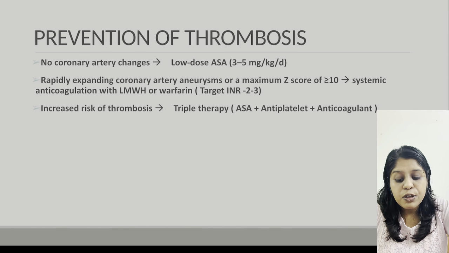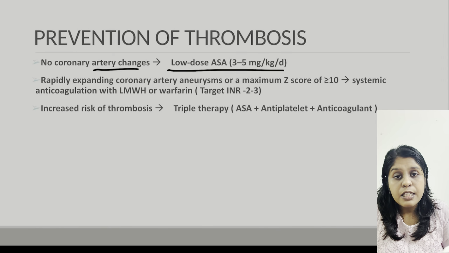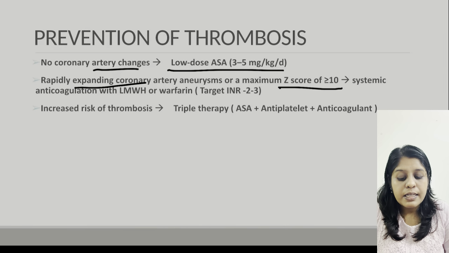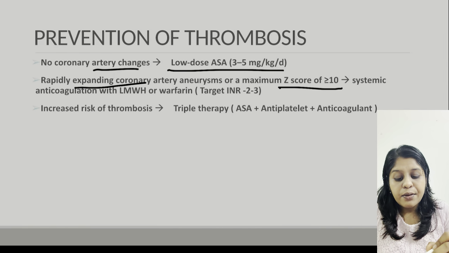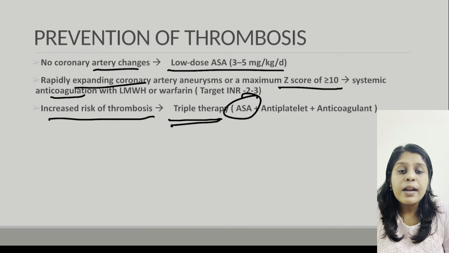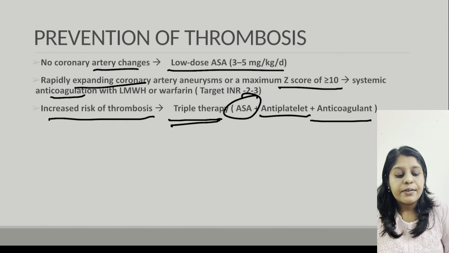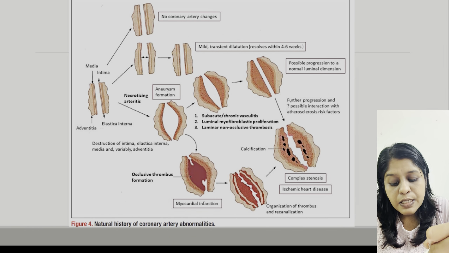Coming to prevention of thrombosis, if there are no coronary artery changes, you give low dose aspirin. If there is a rapidly expanding coronary artery aneurysm and size more than 10, you give warfarin treatment, that is systemic anticoagulation. With increased risk of thrombus, you give triple therapy with aspirin, one more antiplatelet and an anticoagulant. So this is the progression of the disease as we studied.